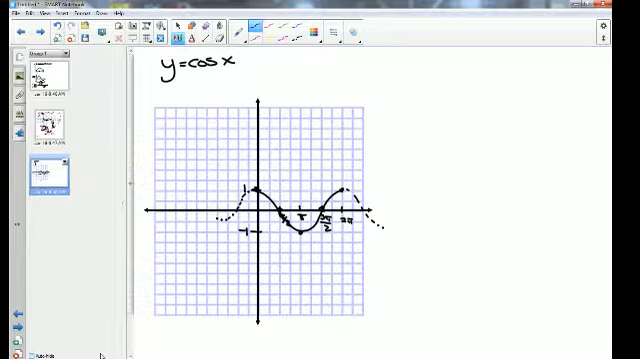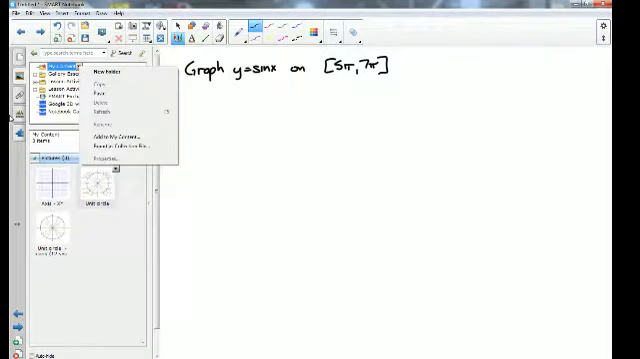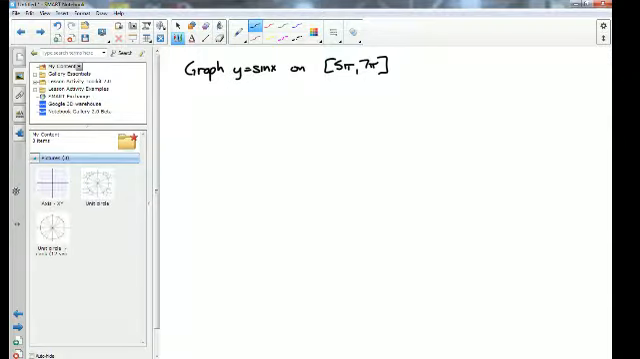Okay. So let me ask you a question. Say graph y equals sine x on this interval here. 5 pi to 7 pi?